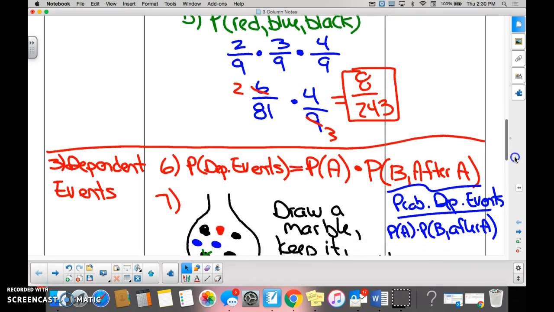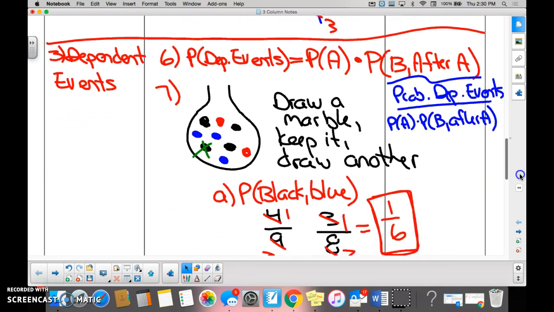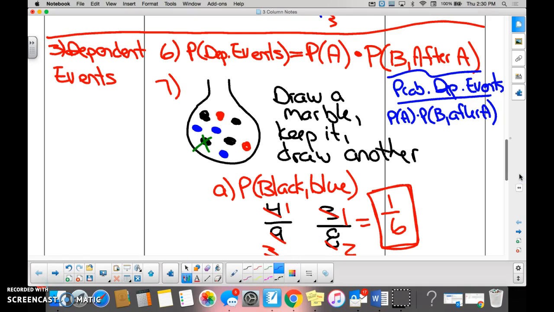Dependent events are different in the fact that the first event impacts the second event, right? Yes. So our formula is same as independent, the probability of that first event times the probability of the second event, but the second event is going to be impacted by the first, right? So if we draw a marble out of the bag, keep it, so we're not putting it back in the bag, and then draw another, would us keeping the marble impact the second event? Yeah.